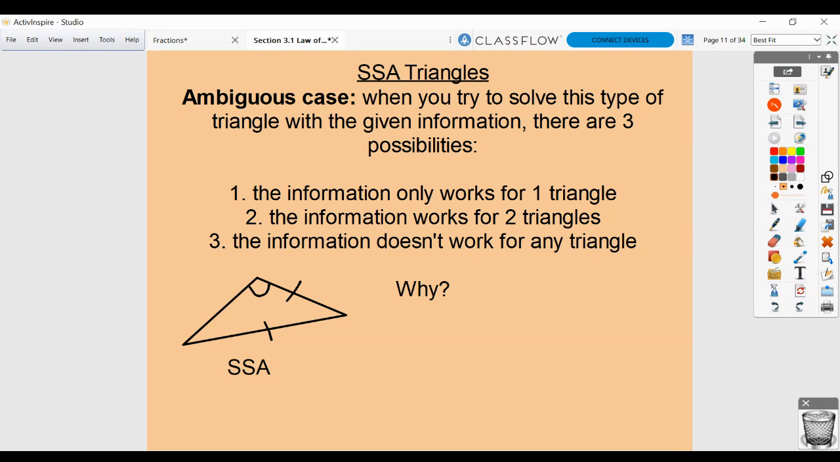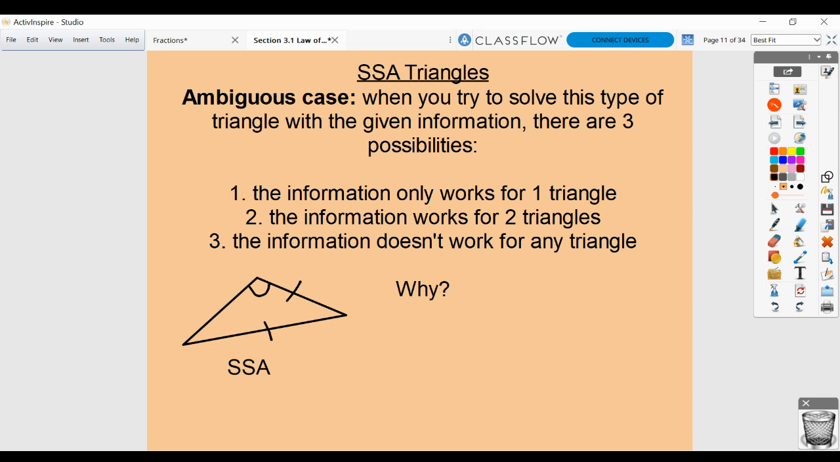Okay, this is going to be the second video with the 3.1 law of sines. And this video focuses specifically on side-side-angle triangles. Because this is an ambiguous case, when you try and solve this type of triangle, there are three possibilities. The information works for one triangle, the information works for two triangles, or it doesn't work at all. So I'm going to go through each example and show you why it works.